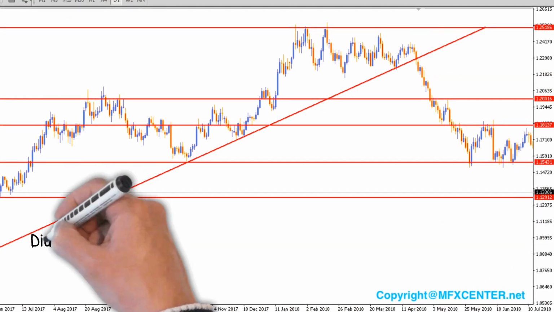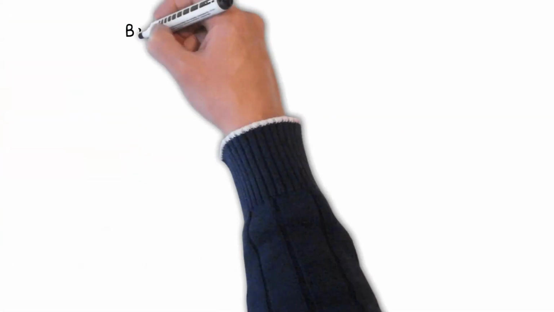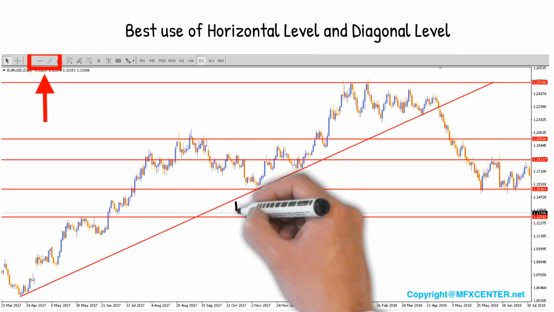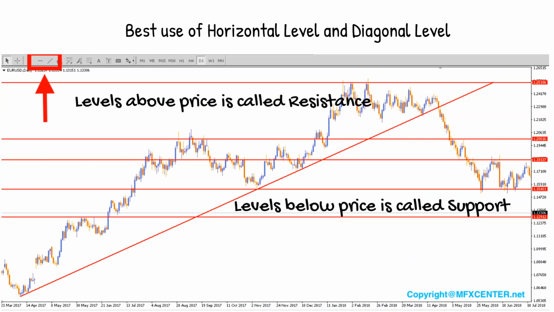So in this chart, we see the trend line that is diagonal and horizontal levels, which are horizontal, of course. So how can we make the best use of horizontal levels and diagonal levels? First, you need to zoom out and understand what the levels are. A level below the price is support and a level above the price is called resistance. So for trend lines and for the horizontal levels, you can get the support and resistance by drawing them accordingly.